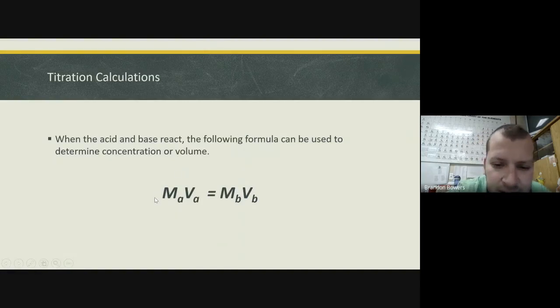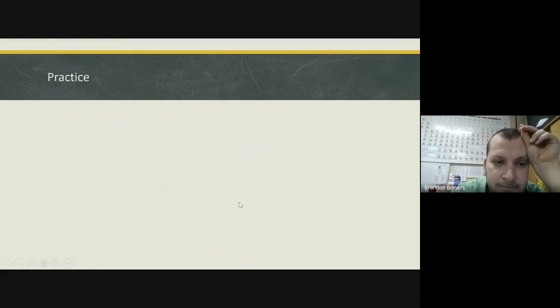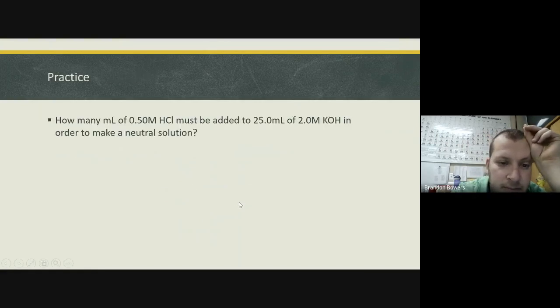Now, here's the equation I talked about earlier. When the acid and base react, the following formula can be used to determine concentration or volume. Remember back in the dilution chapter, M1V1 equals M2V2? Well, it's the same equation, just using acids and bases. So we have molarity times volume of the acid is equal to molarity times volume of the base.